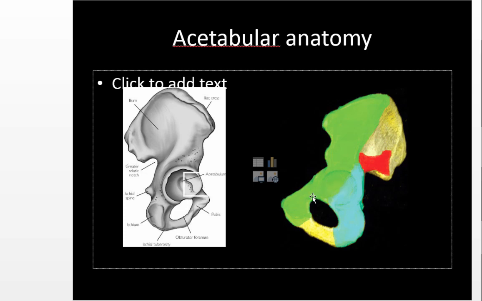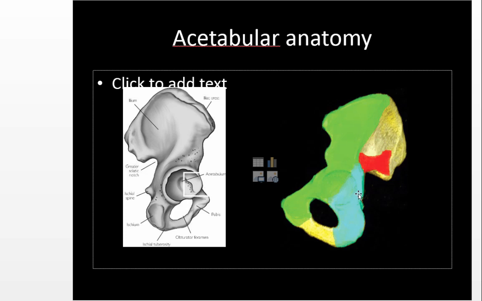Okay, so what I want to highlight is that the green color represents the anterior column of the acetabulum. The anterior column involves the anterior aspect of the inferior pubic ramus, the superior pubic ramus here, the acetabular wall, which is the anterior cup here, and then also a large amount of the iliac bone, or the iliac wing, right here.